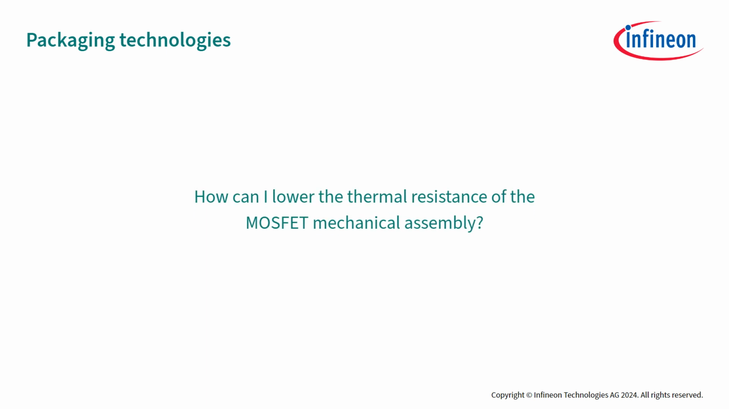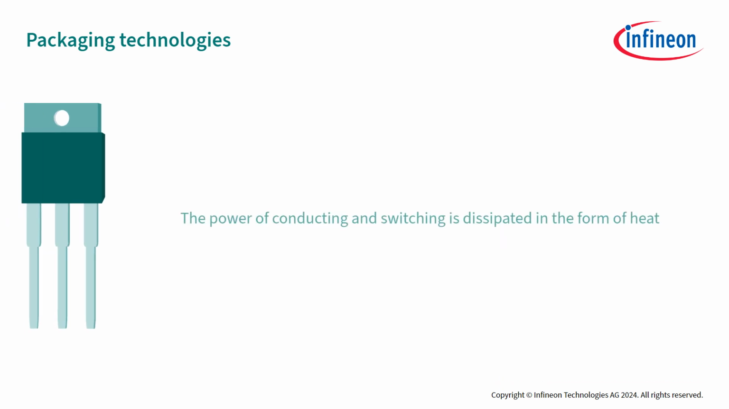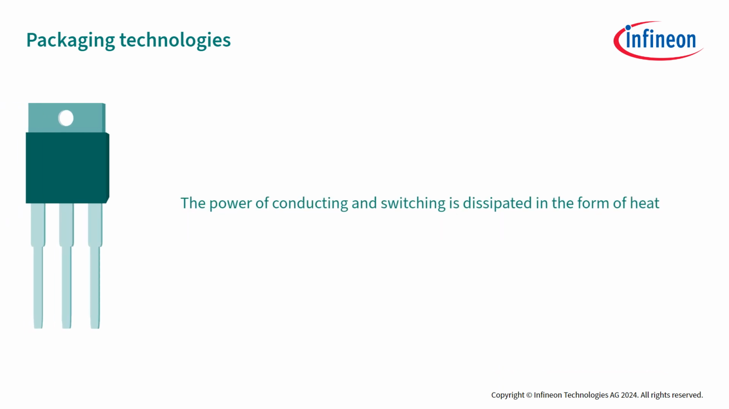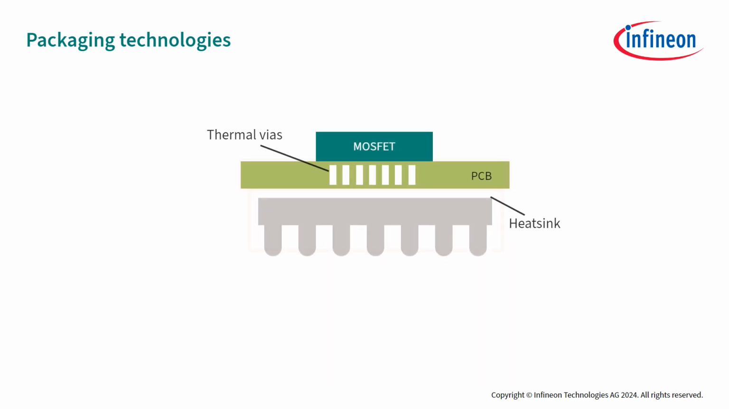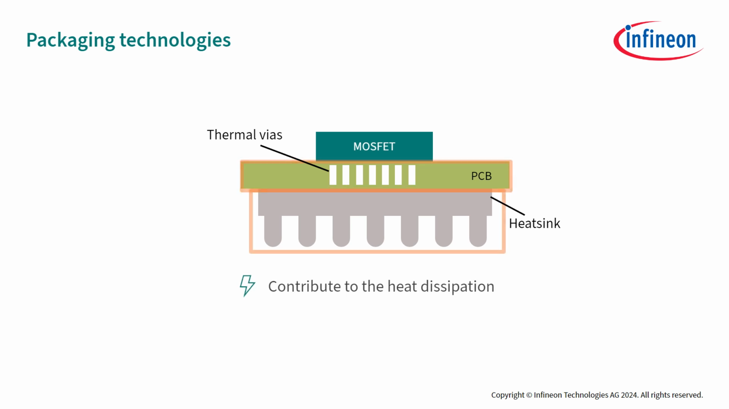You may now be wondering, but how can I lower the thermal resistance of the MOSFET mechanical assembly? So, the power consumed in a MOSFET when it is conducting and switching is dissipated in the form of heat to its surrounding environment while it is operating. This dissipation is partly performed through packaging technologies and the PCB assembly heat sinking mechanism. Basically, when the MOSFET is placed on a plate, the PCB and heatsink will contribute to the heat dissipation since the heat will leave the MOSFET and be transferred to them.